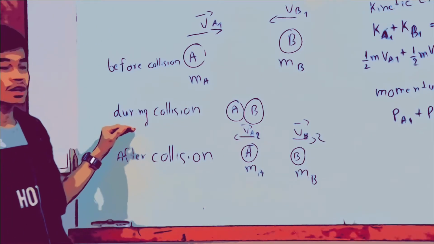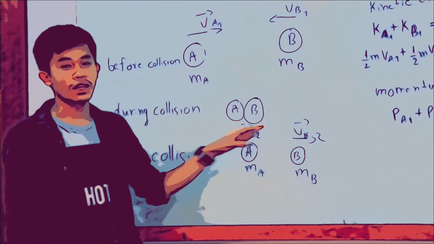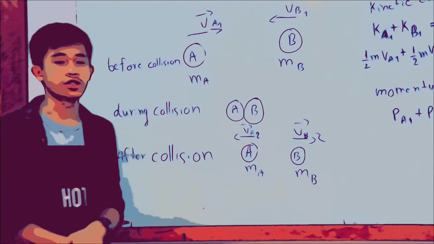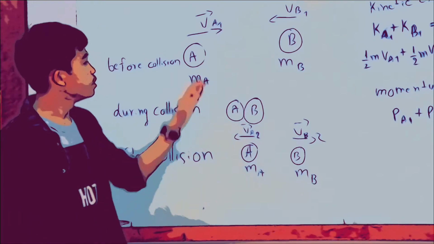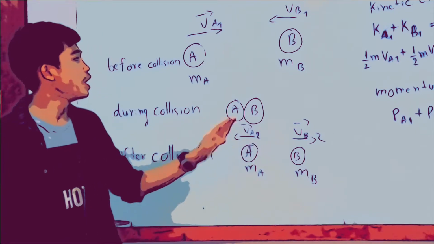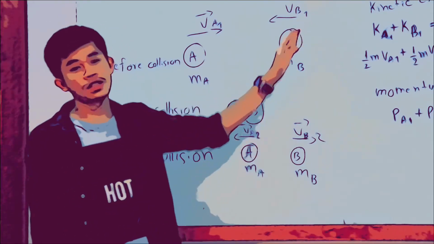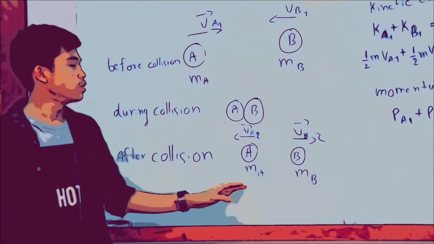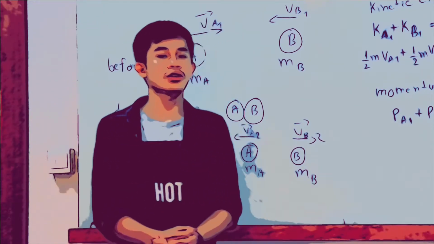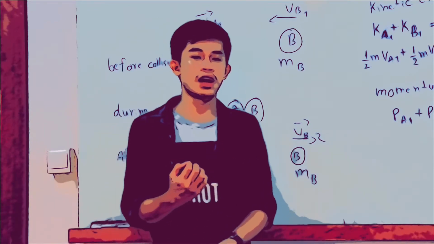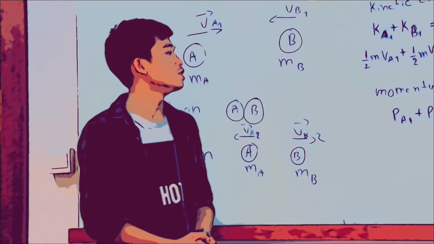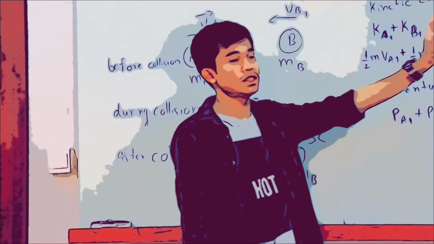As you can see here, during the collision, they clash or collide. And after the collision, there is a noticeable change: the va1 right here transforms into va2, and the vb1 right here transforms into vb2. You must have wondered what is the special characteristic of this elastic collision. The special characteristic of this elastic collision is that the kinetic energy is conserved.